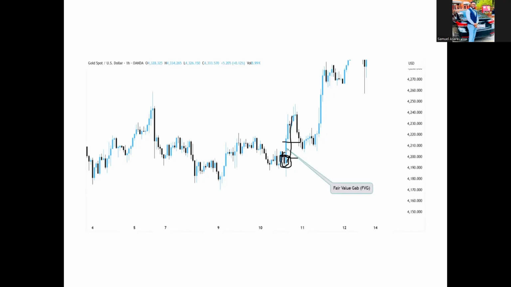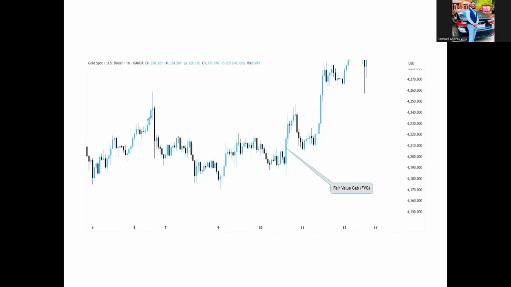It is caused by what? A strong momentum. Always, we say that it's caused by a strong momentum. You see, this was a very strong momentum, and a gap was left here. That is a fair value gap, which is supposed to be filled before price moves continuously. So that is order block and fair value gap.